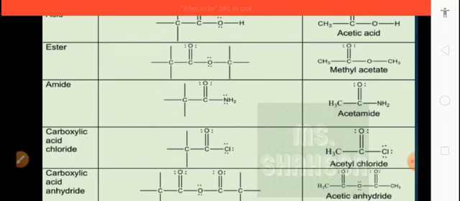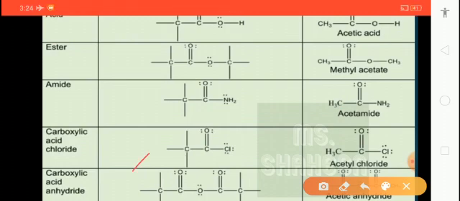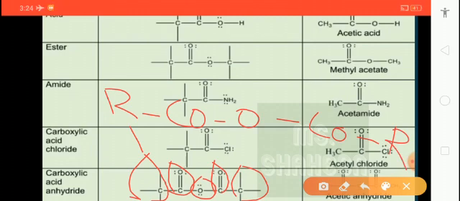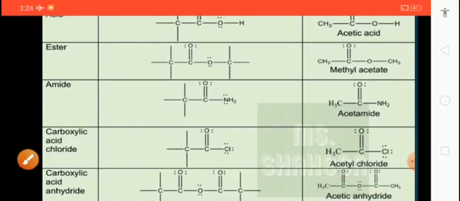And the last one is the carboxylic acid anhydride. Now, students, I think you can write the formula of this. First of all, let's separate the alkyl group. This is the alkyl. In between, that is the carbonyl, there is one more carbonyl, and there is an oxygen. So how can we write? R, CO, oxygen, CO, and then R. It is known as carboxylic acid anhydride. The example given here is acetic anhydride.